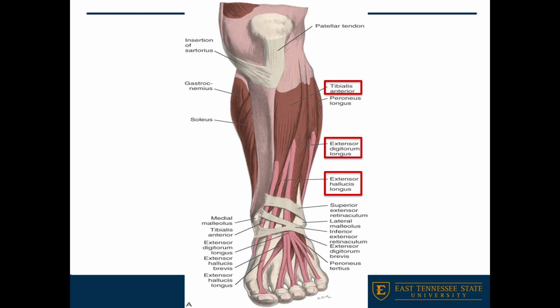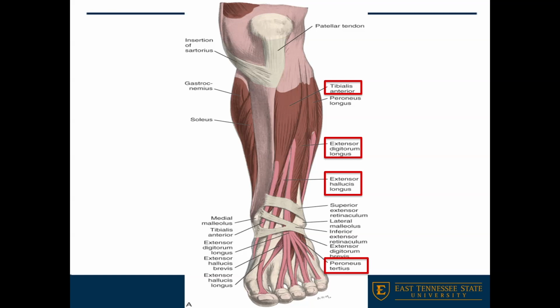Next, we have extensor digitorum longus. Its proximal attachment is the fibula and lateral tibial condyle. Its distal attachment is via dorsal digital expansions into digits 2 through 5. Its action is extension of lateral digits 2 through 5 and dorsiflexion of the foot. Its innervation is the deep fibular nerve, and its blood supply is the anterior tibial artery.